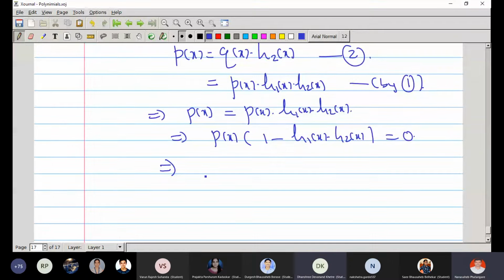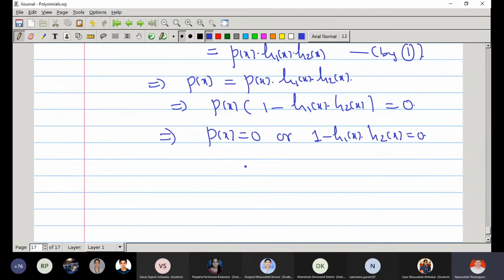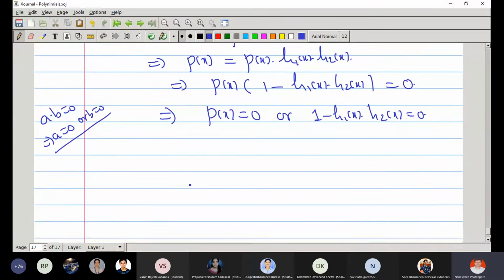Yes. So like in integers or in real numbers, if a into b is 0, then a is equal to 0 or b is equal to 0. The same thing is true for polynomials. But by our assumption, what is our assumption? P(x) is non-zero because we consider non-zero polynomials. Therefore, what is the only choice? 1 minus h1(x) into h2(x) must be 0.